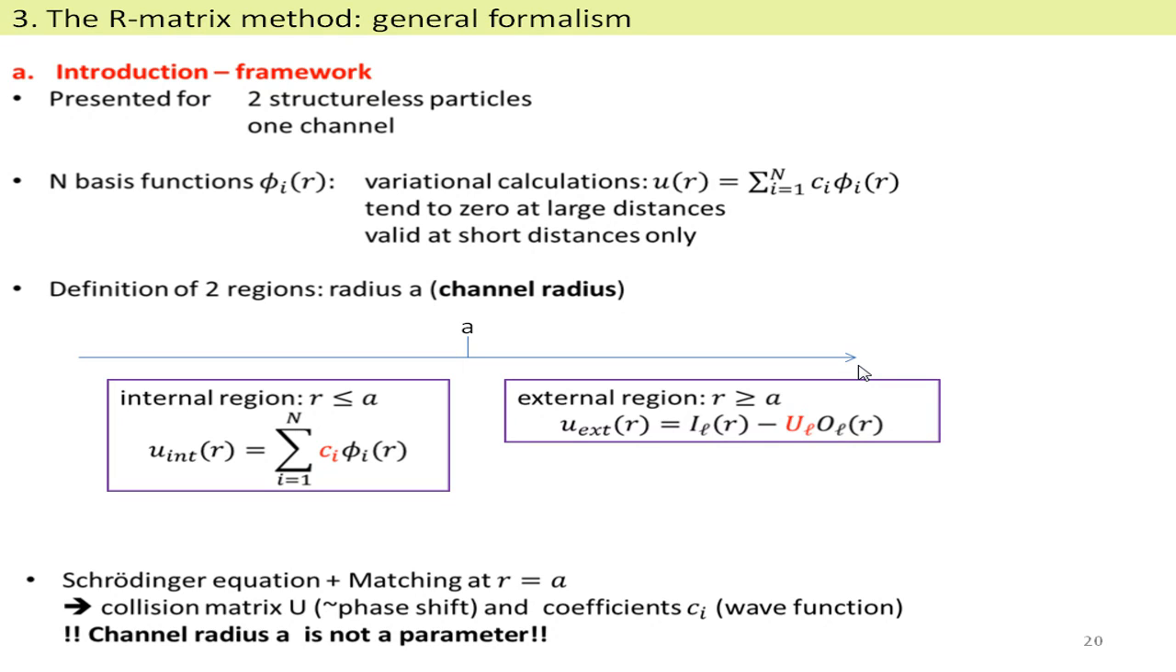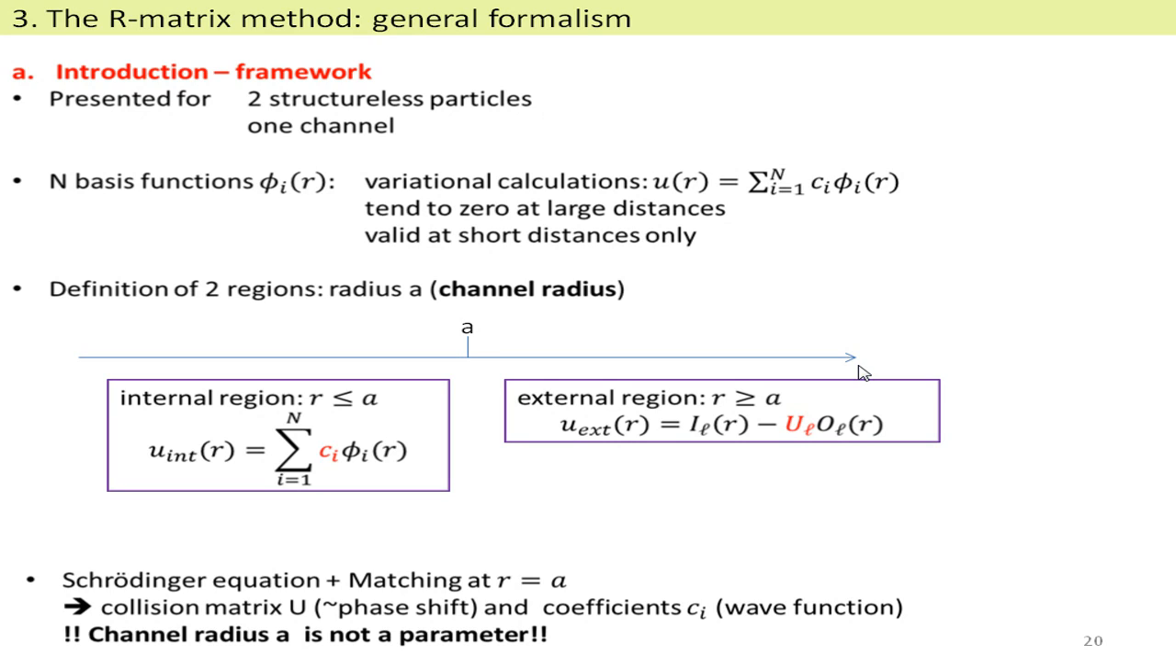In the internal region, we don't know the wave function, so we use the internal definition as an expansion over the basis. Now this basis is not used until infinity. It's used only in the internal part. And beyond this internal part, you have exact Coulomb waves. So from the matching of this internal and external part at A, you can get the phase shift.